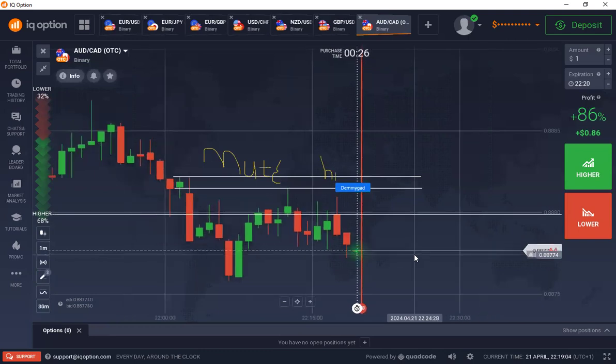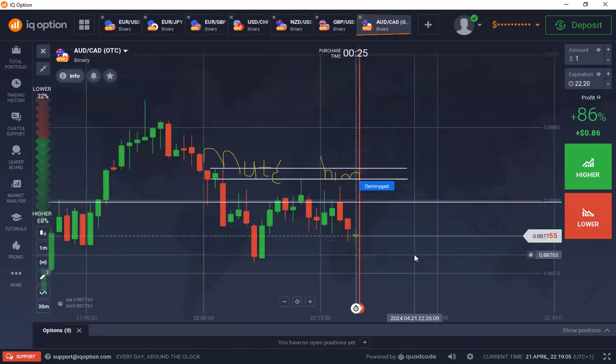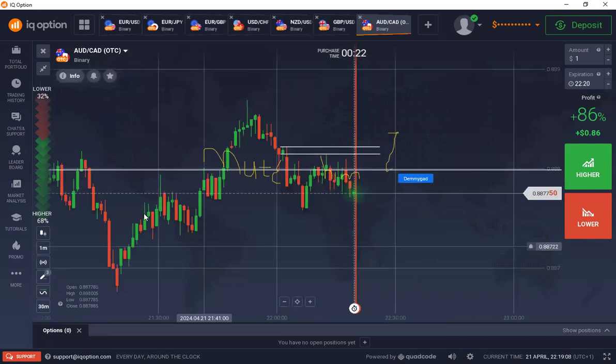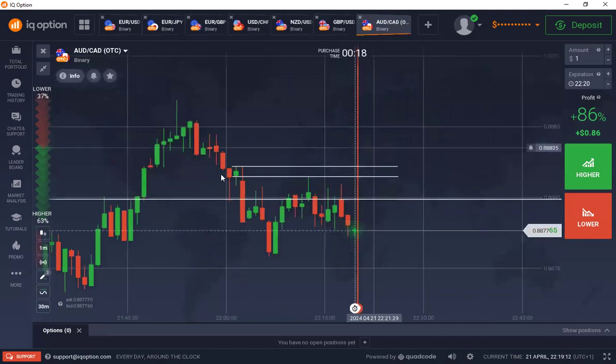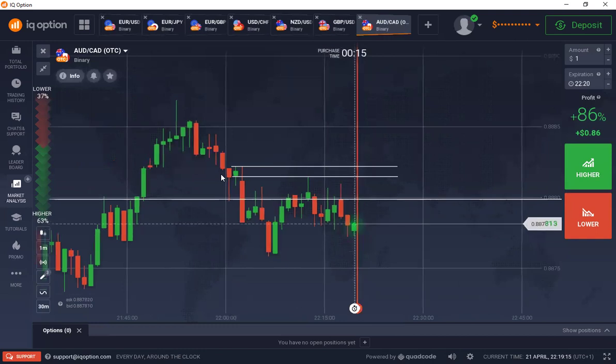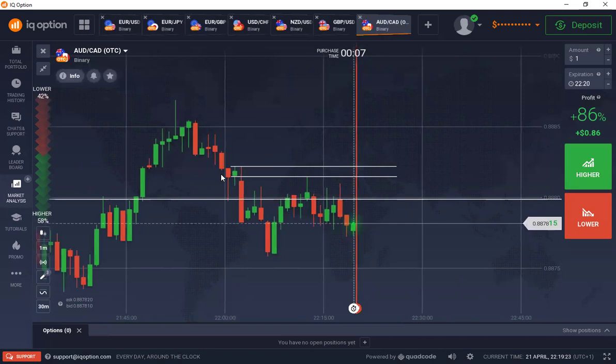So I hope you guys understand. Tomorrow, this is the strategy we're going to use for our binary signal. Then I will come up with a new strategy next week. Each strategy we're going to be using for every week, with a new strategy every week. So this is the first strategy we're going to use throughout this week.